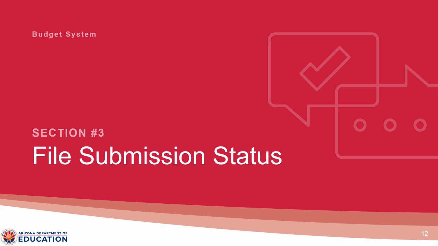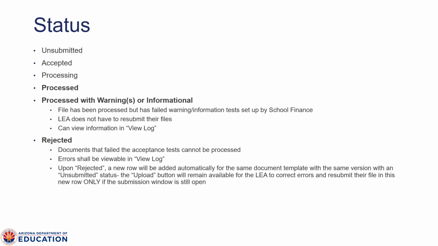Next, we will be reviewing the different file submission statuses. There are many different statuses, so we will only be addressing the key file submission statuses. The first is unsubmitted. This means that the document is currently unsubmitted and the submission end date has not yet passed. Next is accepted. This means that the document has been accepted by the system, but it has not gone through all validation steps yet.